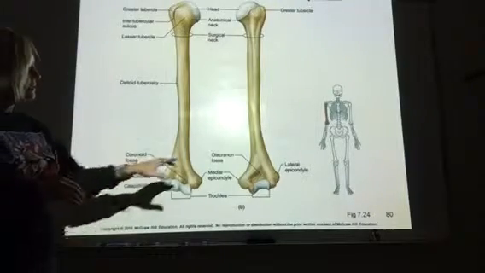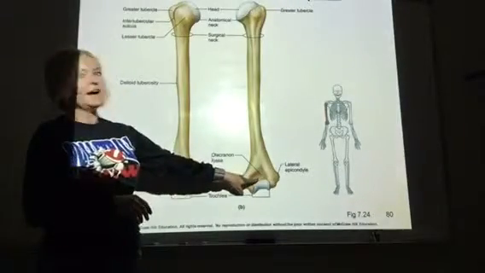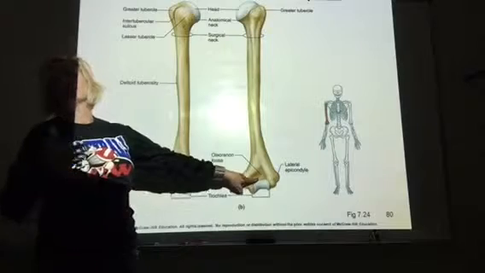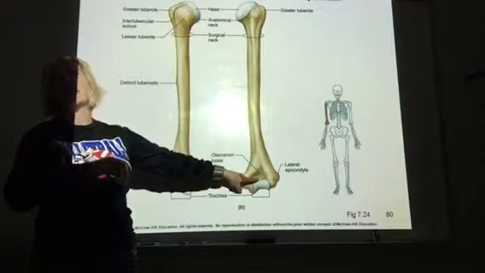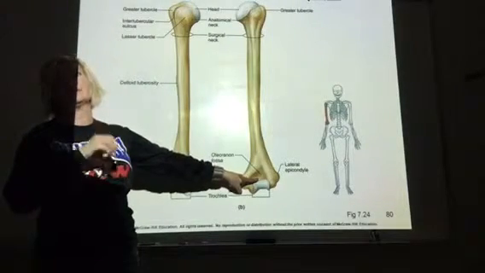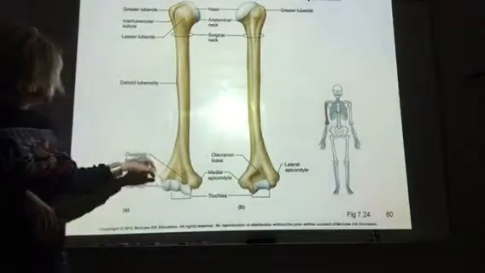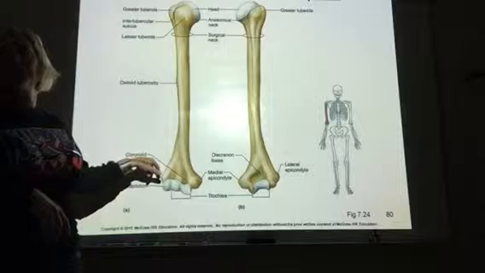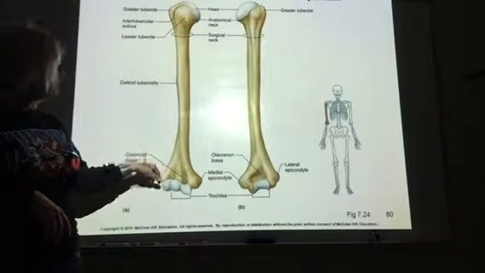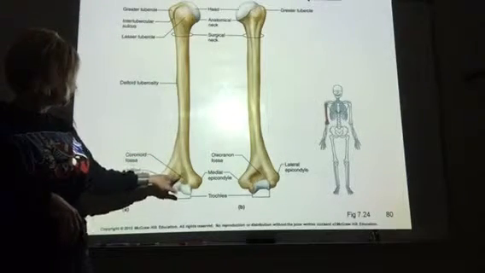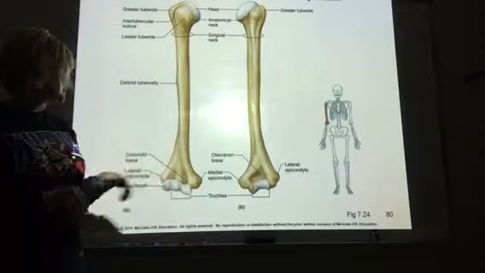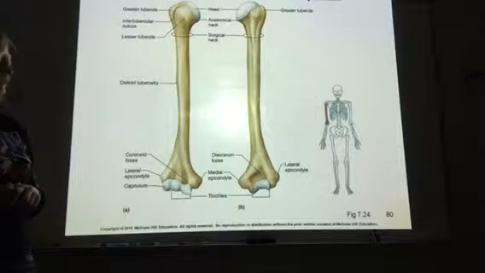On that, olecranon fossa is where your olecranon process is going to fit. That's your elbow, and that comes from your ulna. Coronoid, notice it's not coracoid. Coronoid fossa is where the coronoid process is going to fit.